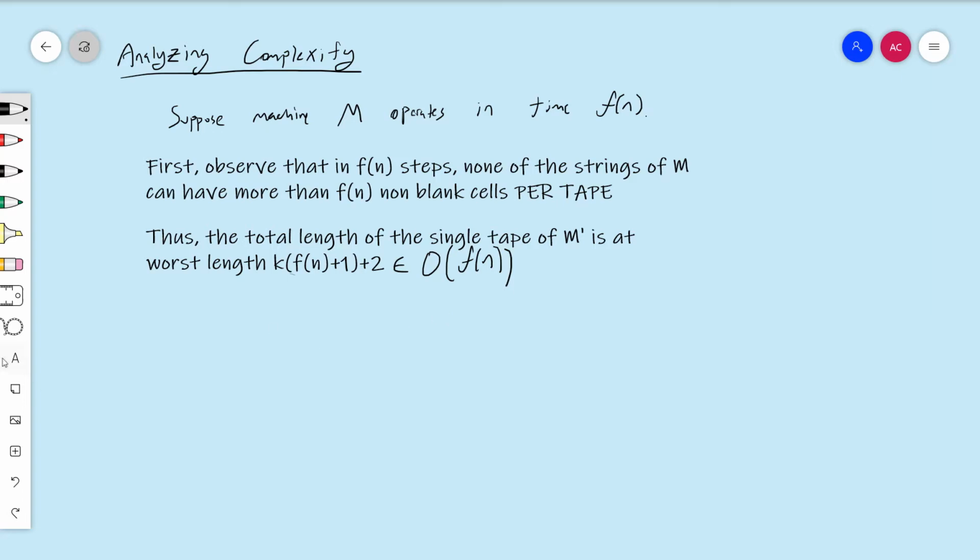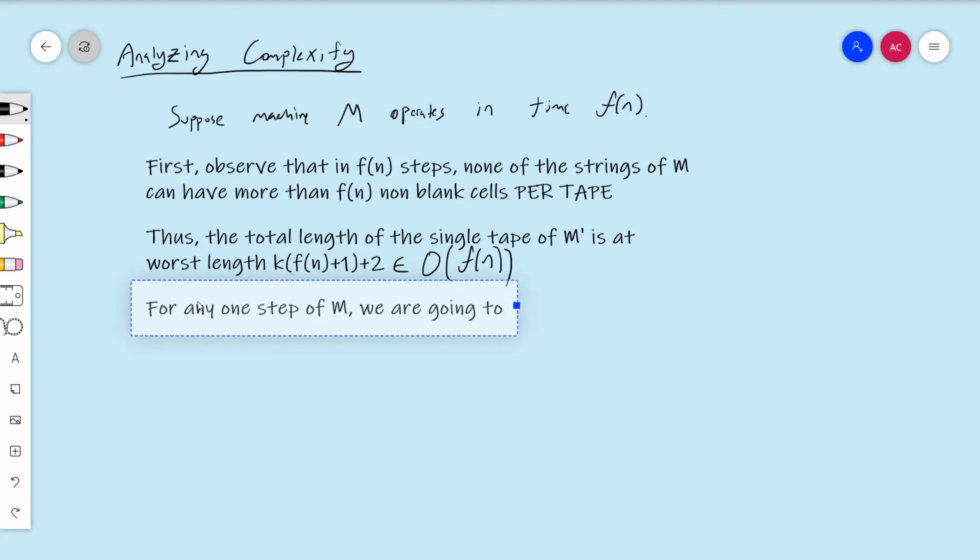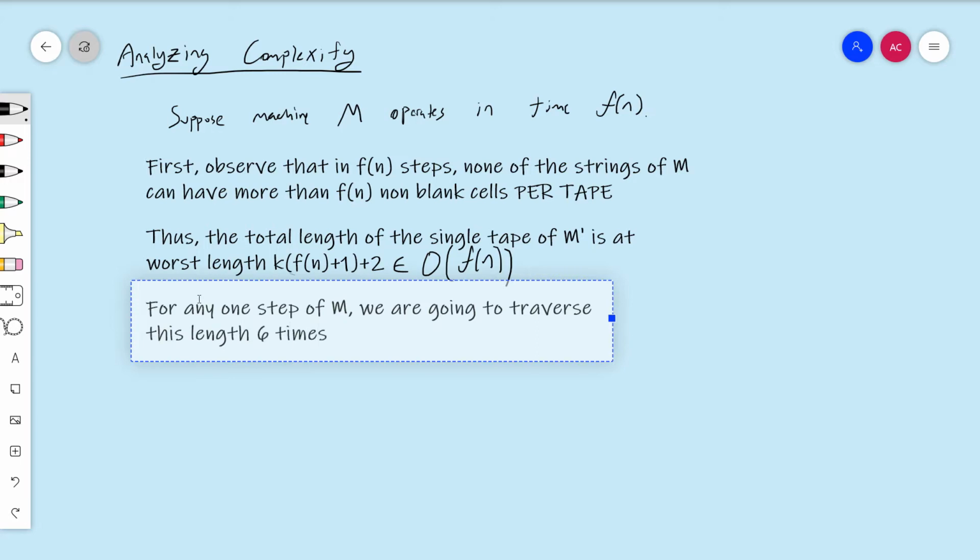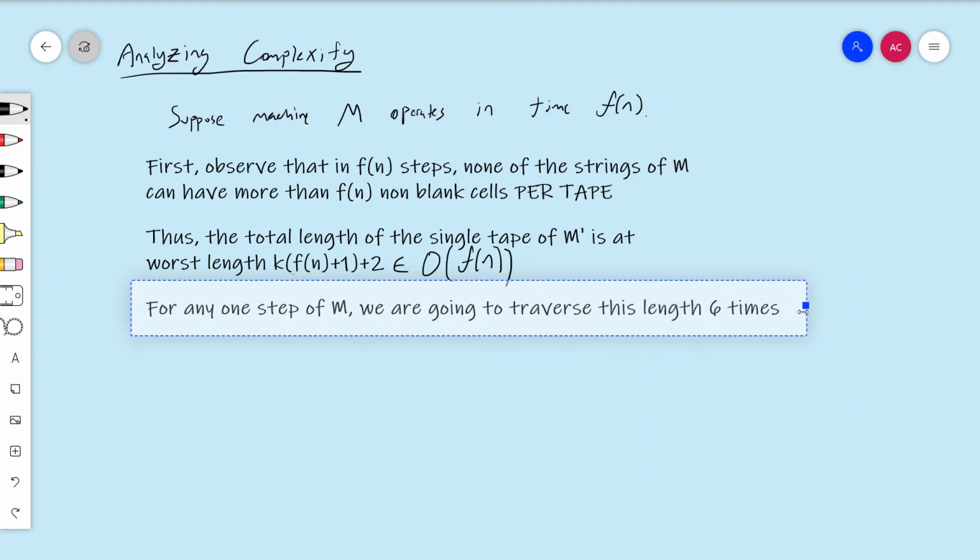Simulating. So what are we going to do with this, right? We have this O of f of n long tape, and what we're going to do is traverse this length. So for any one step of M, we are going to traverse this length 6 times, right? Forward, backward, forward, backward, forward, backward. One pass in order to read the input, one pass in order to write the input, and then another pass to make space whenever we need to make space.